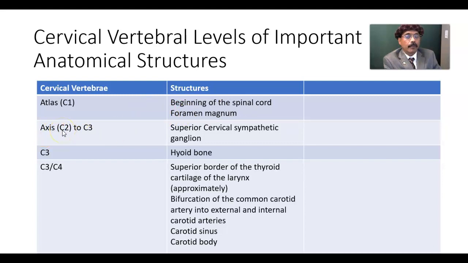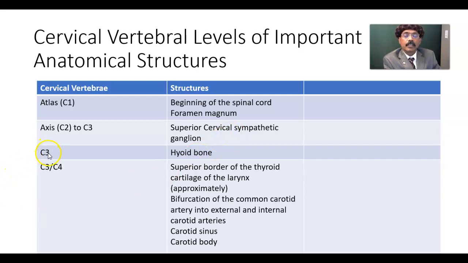Axis, or second cervical vertebra, to cervical vertebra 3, we have the superior cervical sympathetic ganglion. We have 3 cervical sympathetic ganglia on each side of the cervical region: superior, middle, and inferior cervical sympathetic ganglion. The superior cervical sympathetic ganglion is the largest among all 3.